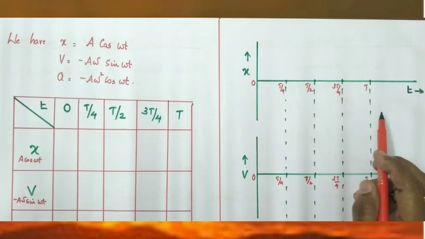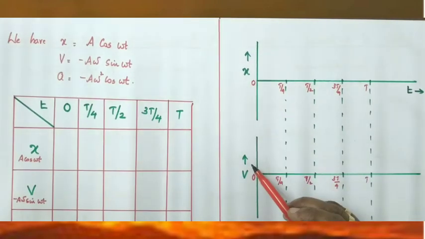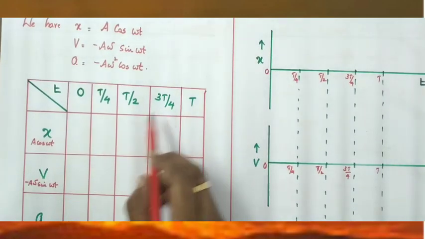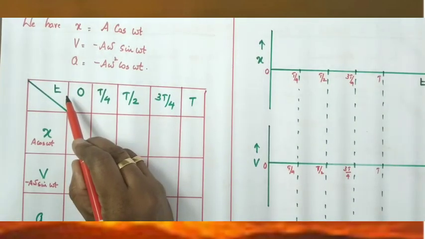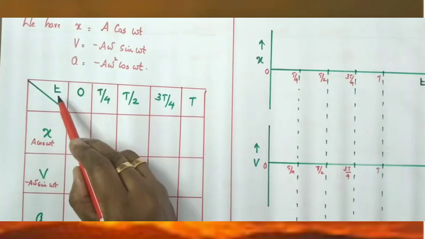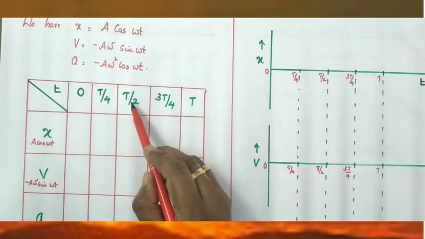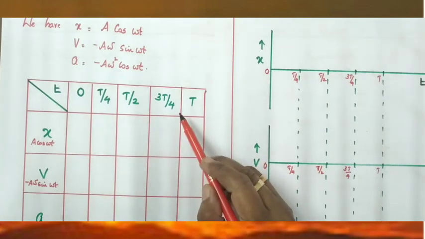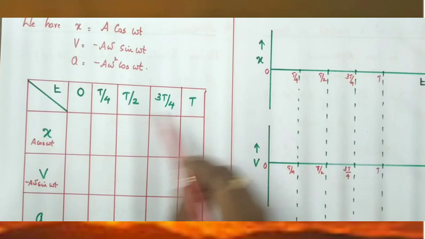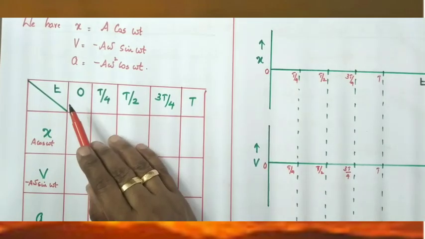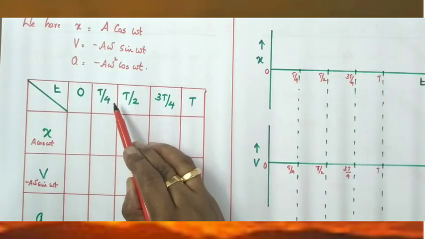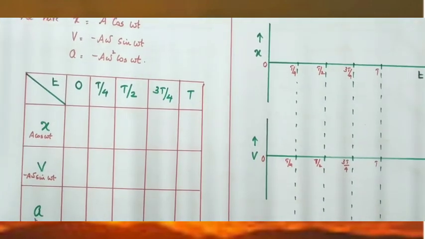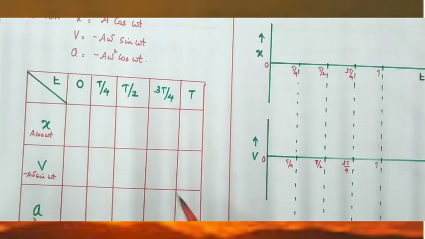Now we can draw the graph relating displacement, velocity and acceleration with time. For that, we can consider this table. We are drawing the graph for the time intervals 0, T by 4, T by 2, 3T by 4 and T. T is called the time period. Time for one complete oscillation is called the time period. So the total time period can be divided into 4 intervals: 0, T by 4, T by 2, 3T by 4 and T. Now we can do it one by one.